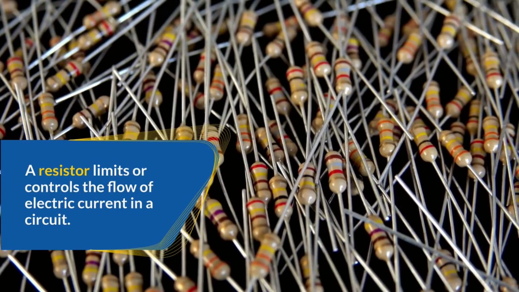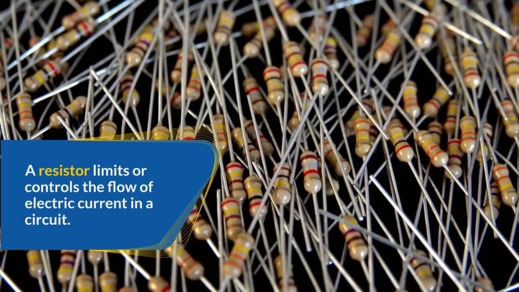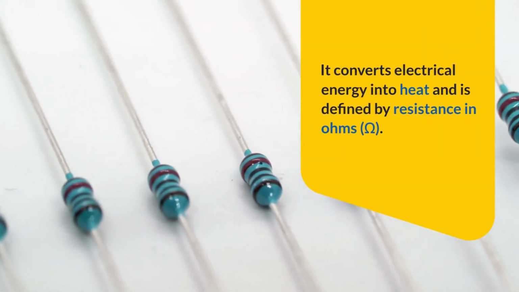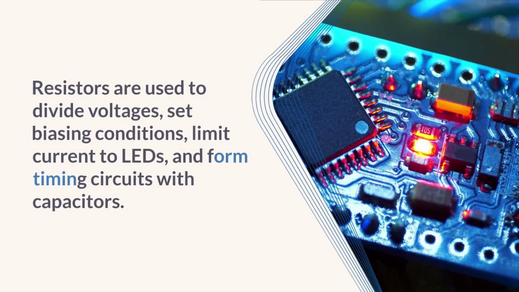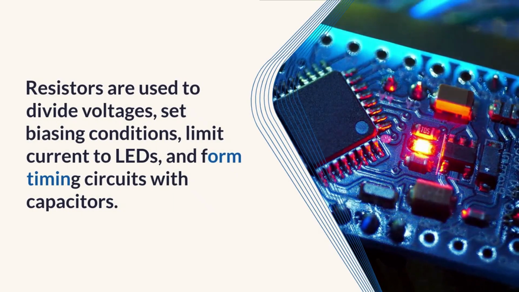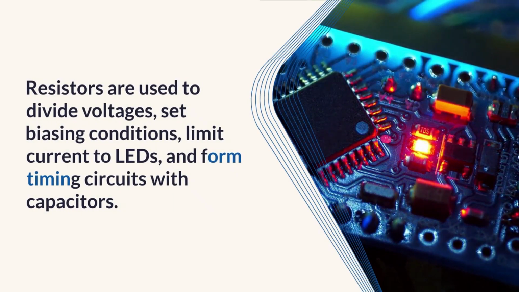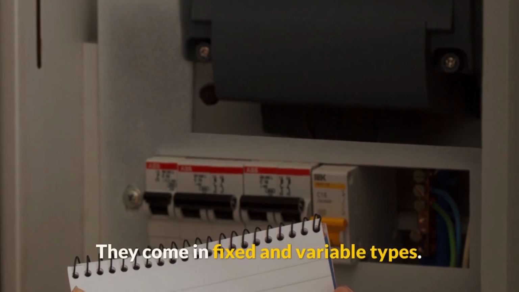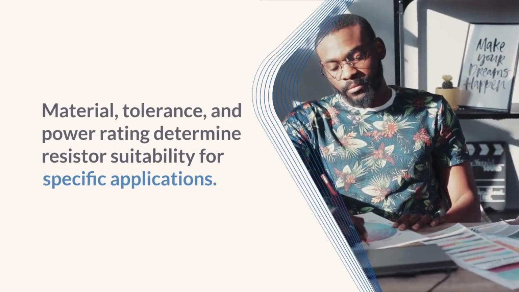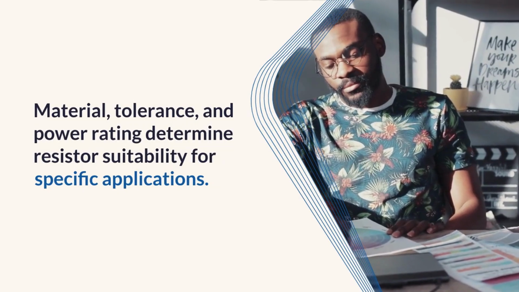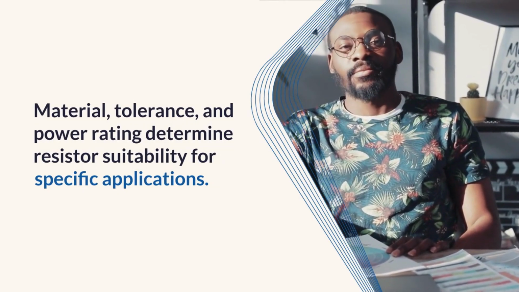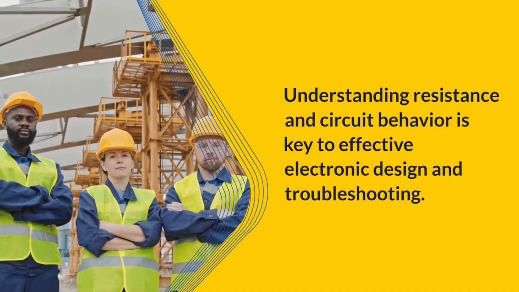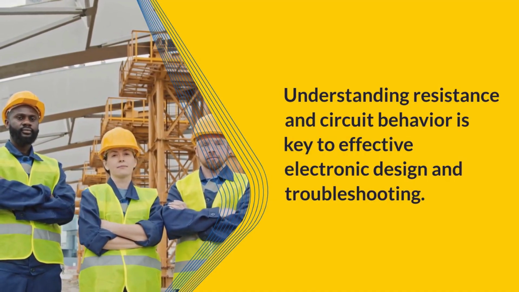A resistor limits or controls the flow of electric current in a circuit. It converts electrical energy into heat and is defined by resistance in ohms, with the ohm symbol. Resistors are used to divide voltages, set biasing conditions, limit current to LEDs, and form timing circuits with capacitors. They come in fixed and variable types. Material, tolerance, and power rating determine resistor suitability for specific applications. Understanding resistance and circuit behavior is key to effective electronic design and troubleshooting.